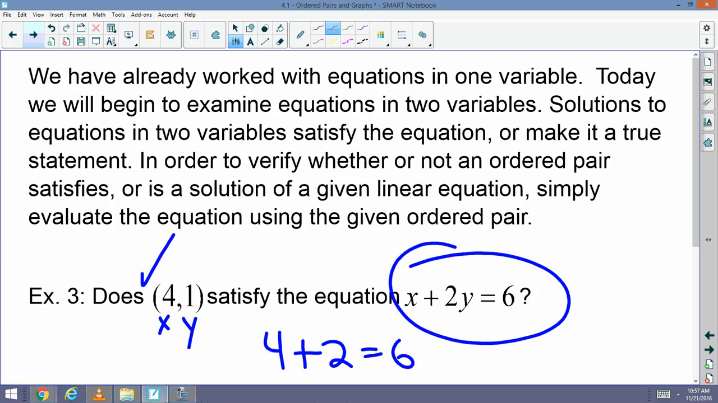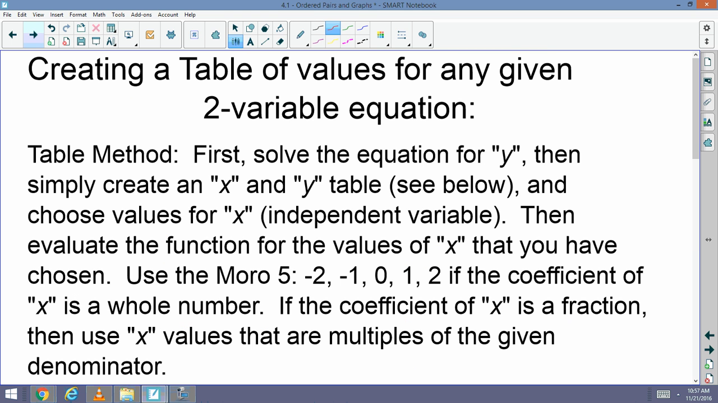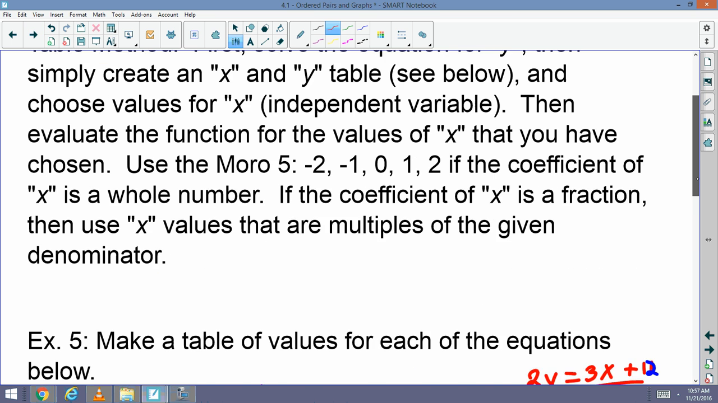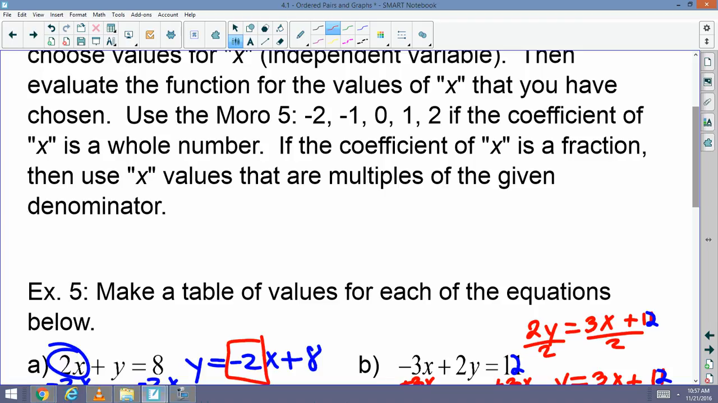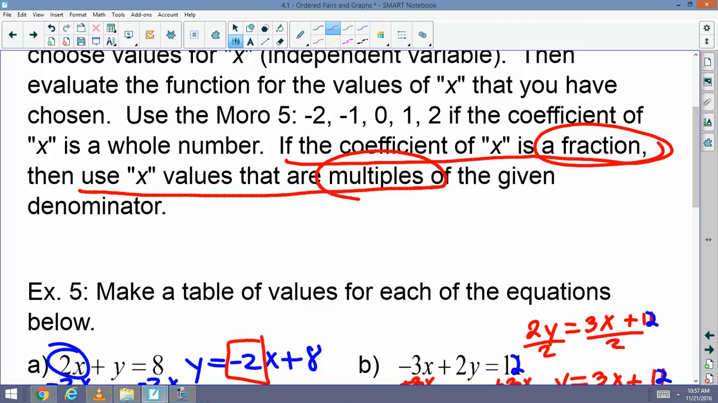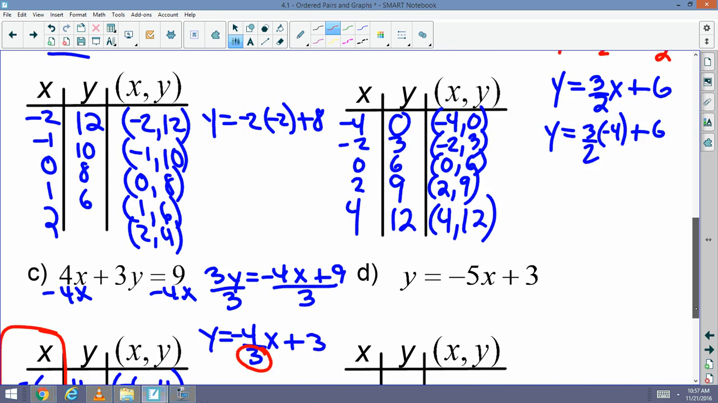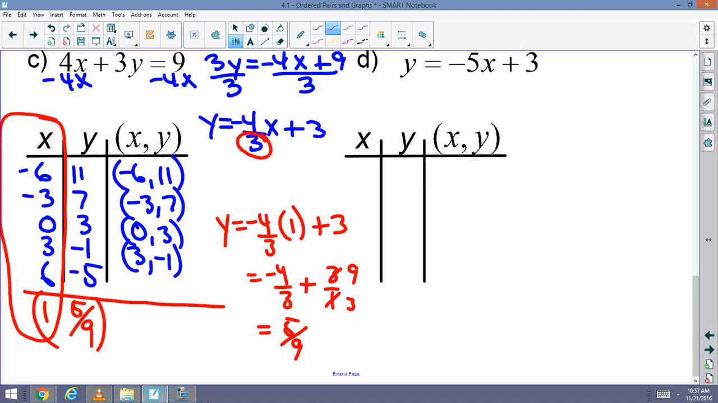So whenever you're making a table, that's why I write things out for you guys. If the coefficient of x is a fraction, then use the x values that are multiples of the given denominator. So for this particular case, thank you so much for your honesty, my denominator here was 3. So I used multiples of the denominator: negative 6, negative 3, 0, 3, and 6. Does that make sense? Promise?